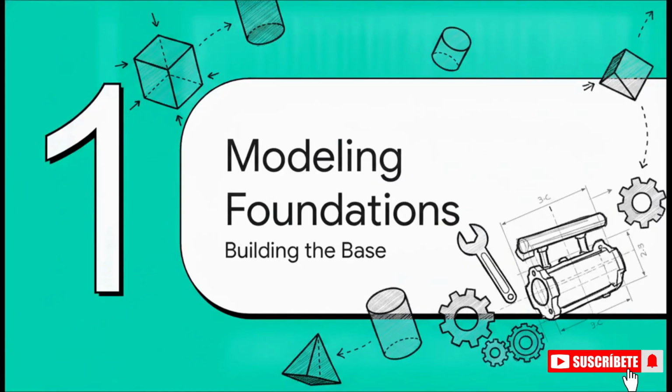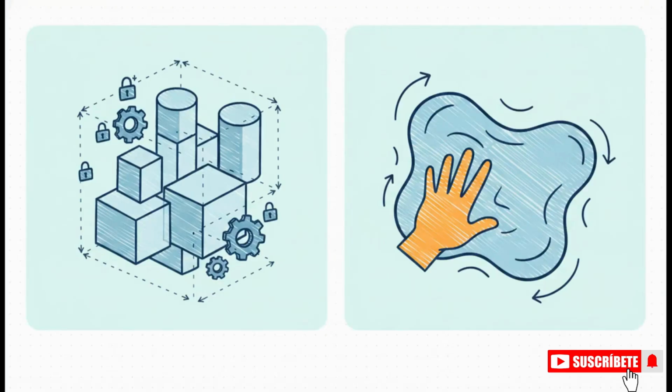Section 1, core modeling foundations, building the base of your design. It's genuinely fascinating to see how Creo balances two very distinct modeling approaches. First up, we've got parametric modeling. This is your highly logical, incredibly precise, intent-driven approach. It means if you change the length of one component, all the related ones automatically update to match. It's absolutely crucial for maintaining the core rules of your design as you iterate.